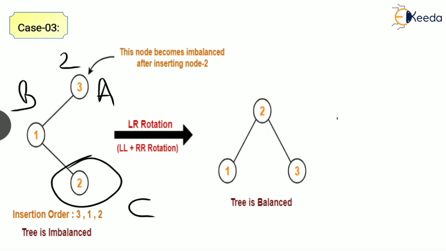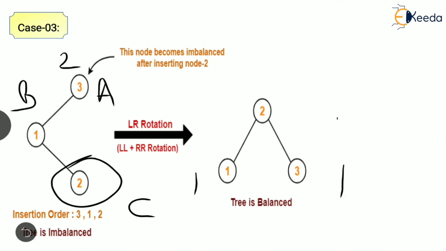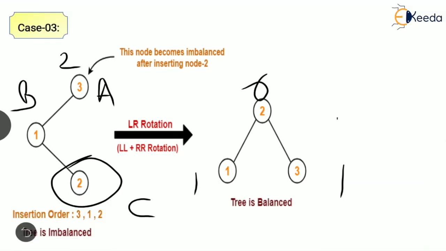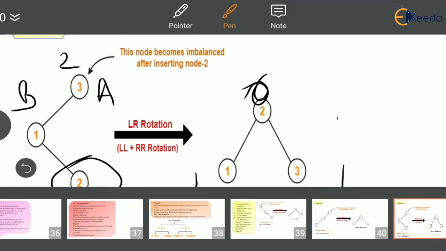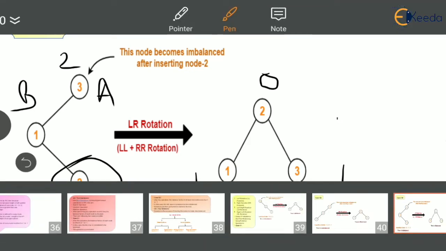Now if we compare the balance factor here, node 1 minus 1 is equal to 0. So in this manner we can balance the tree by using this case 3.